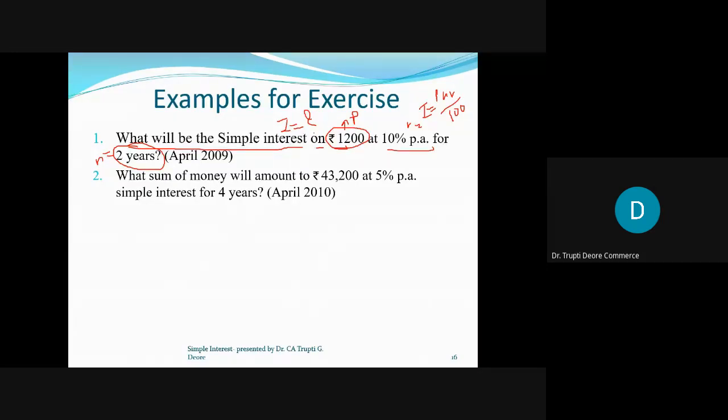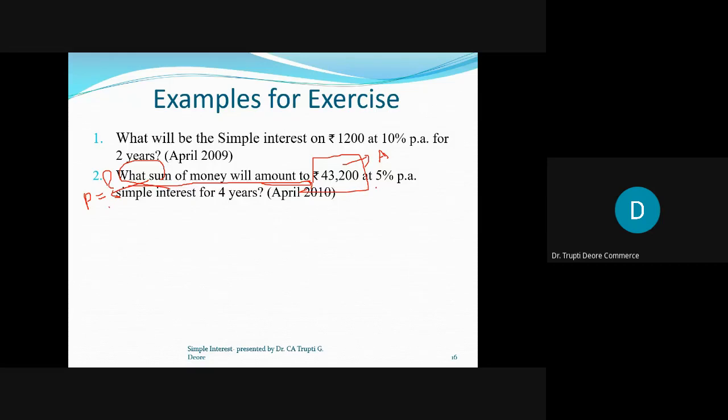I will explain it for Kaveri. Kaveri, just focus on the sum. So what is given? What sum of amount will amount to? They have asked the sum, so sum means we have to find out P. So P is equal to question mark, right? And amount to it means this amount becomes 43,200 in future. That's why it is the value of A, not the value of P. So A is given 43,200 at 5%. It's a rate, so R is 5%.